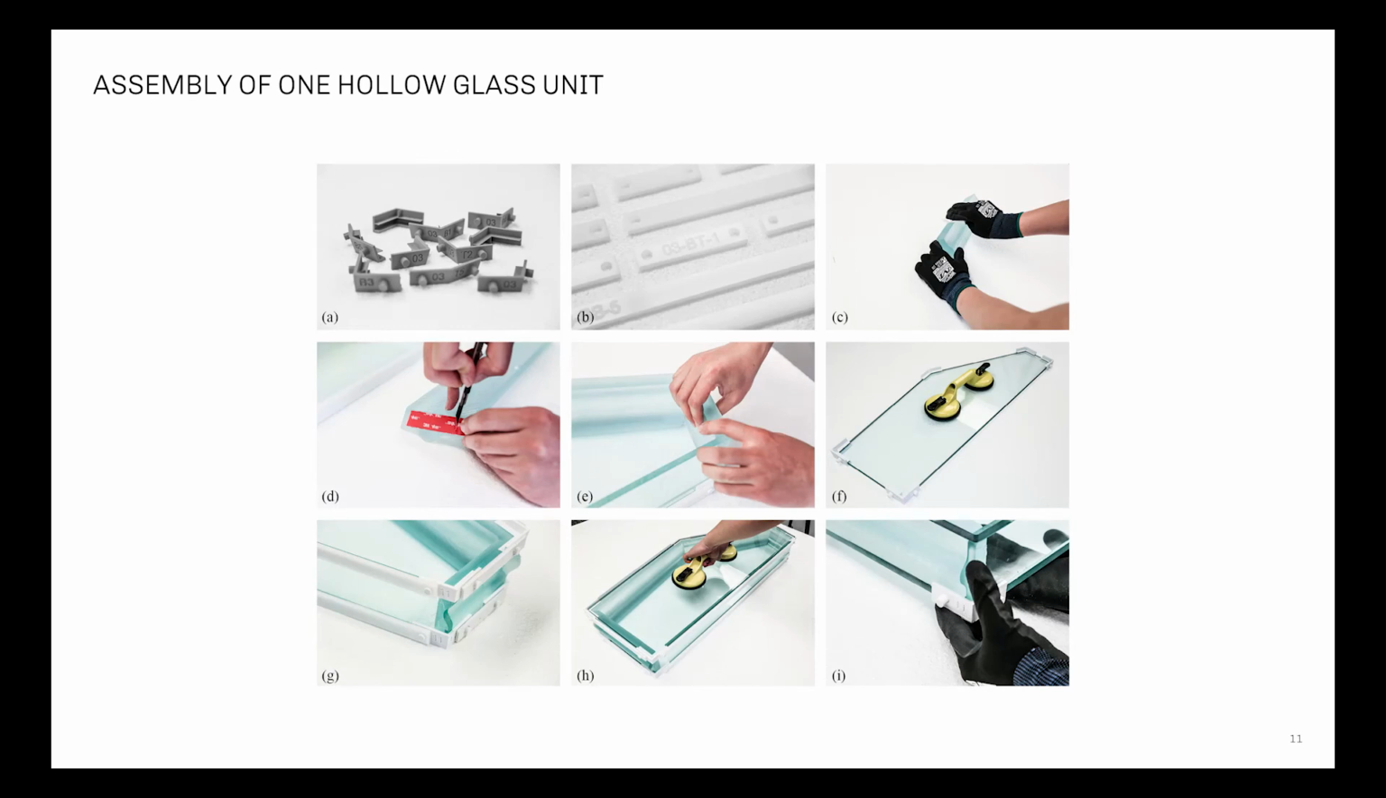Special connection clips and bars are devised to guide the assembly to the required geometric tolerance. The connection clips in Figure A are 3D printed using PLA, and the connection bars in Figure B are cut with a CNC milling machine using 6 mm HDPE sheet. The assembly of one hollow glass unit can be done in less than half an hour.